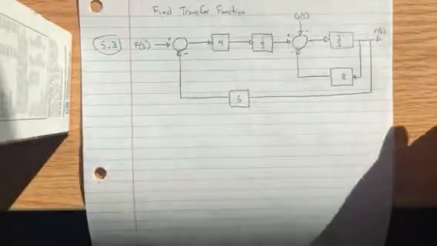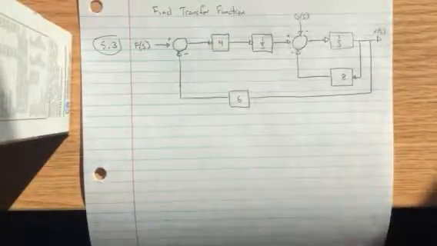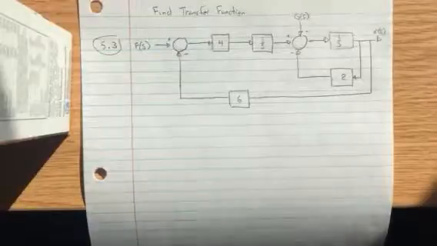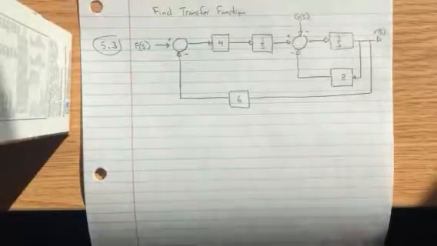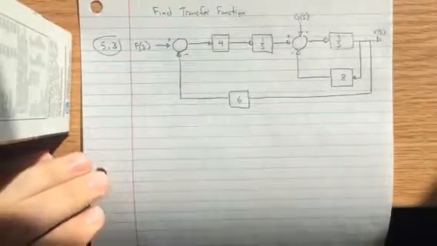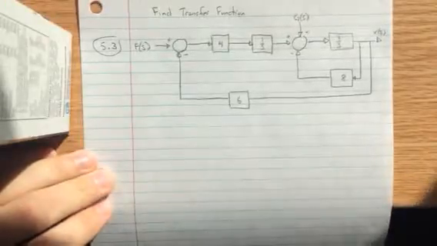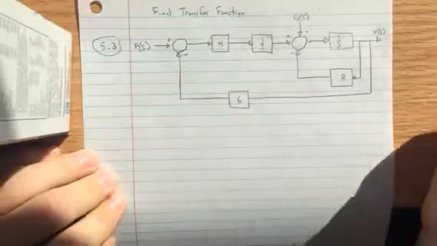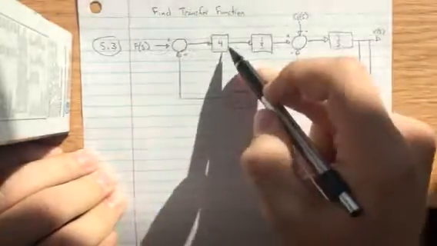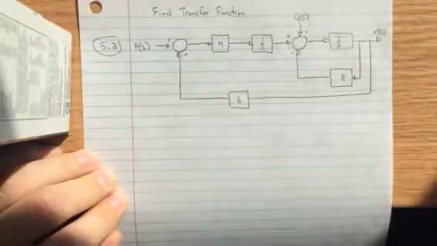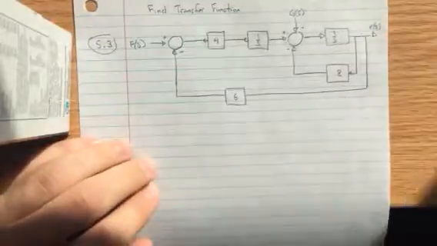Hi everyone. For today I'm going to be doing problem 5.3 of the homework. For this problem, it asks us to find the transfer function from this block diagram. So the first thing you want to do is go ahead and find out what all the inputs to all these different blocks would be.